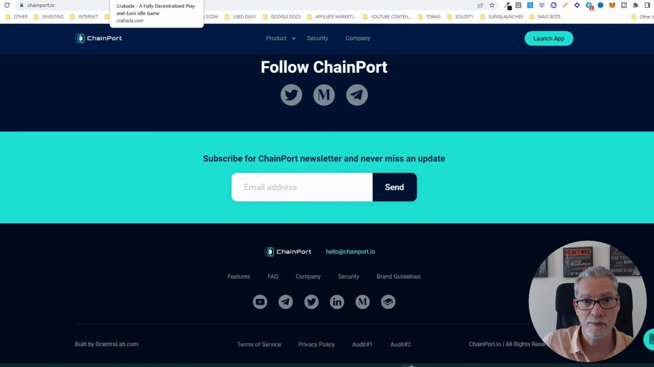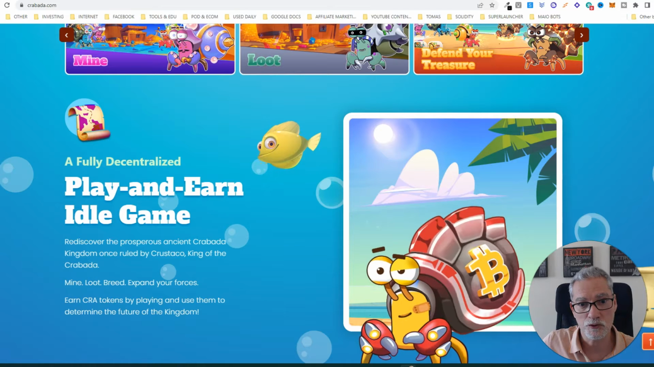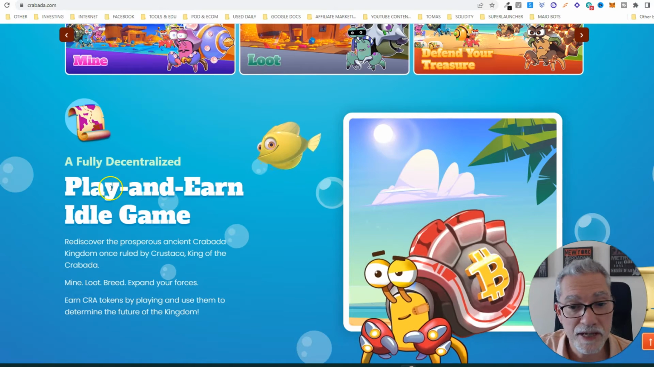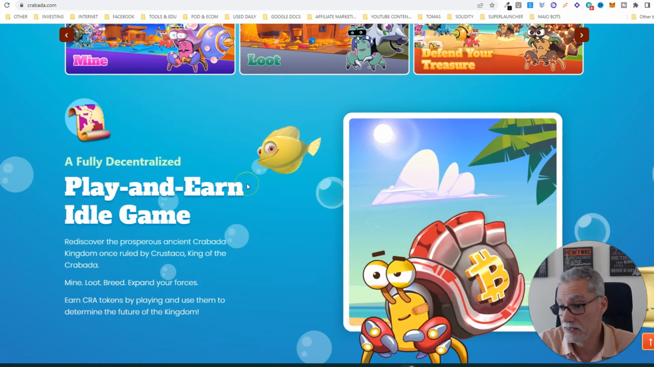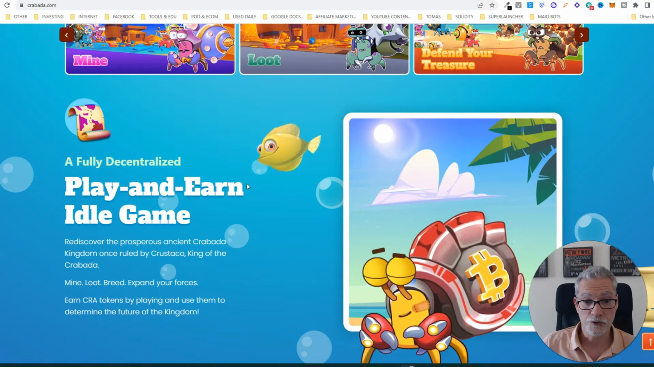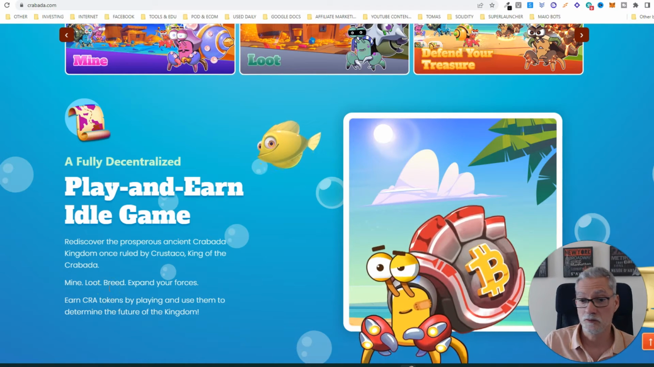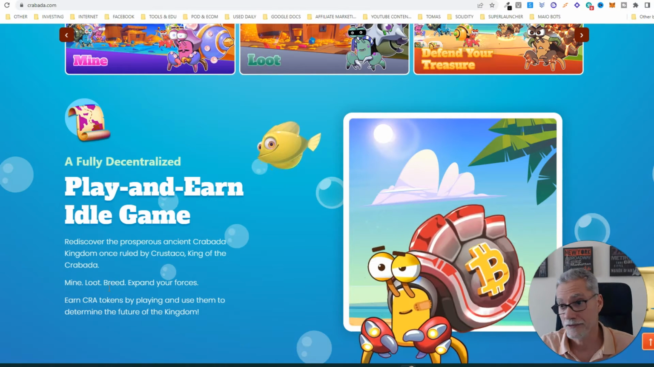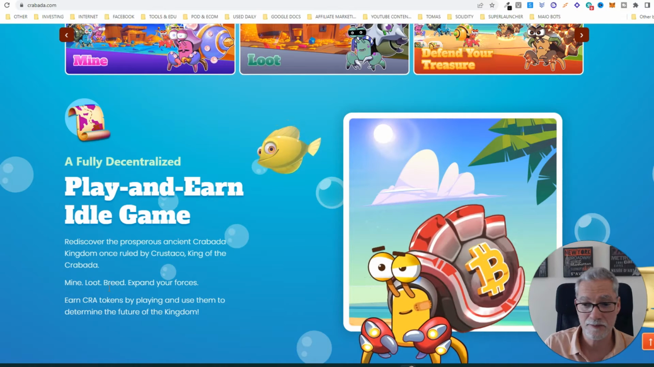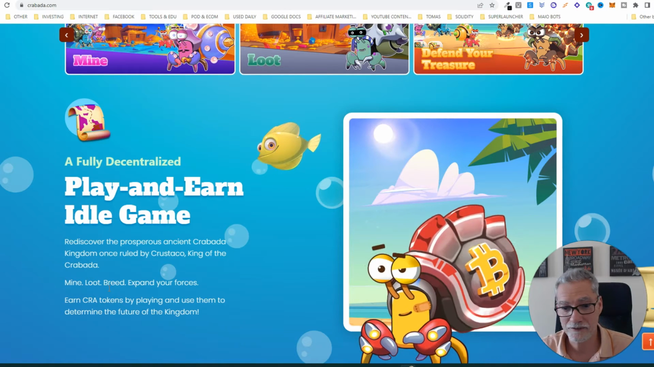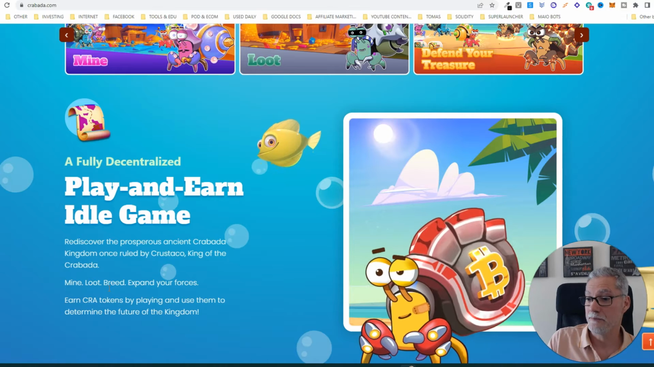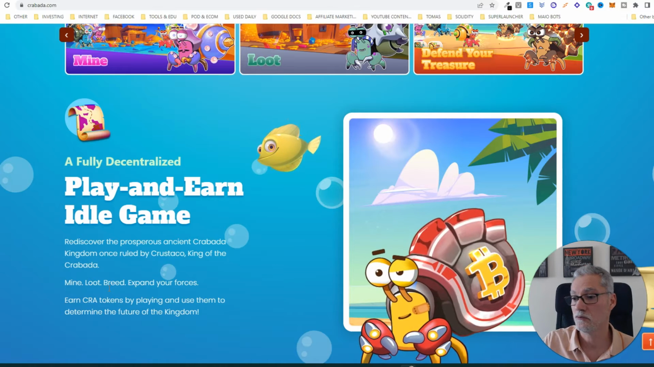So as an example, I'm going to use Crabada. Crabada is a play to earn game. The mechanics are quite simple. You will need the Crabada token, the CRA token, to buy NFTs, which usually are characters on the game or land or whatever, and by playing the game you will earn rewards.